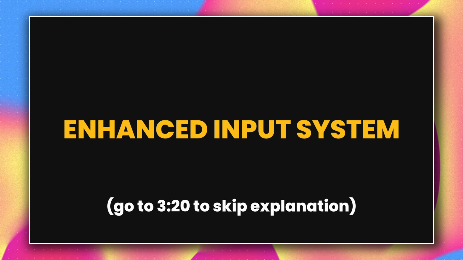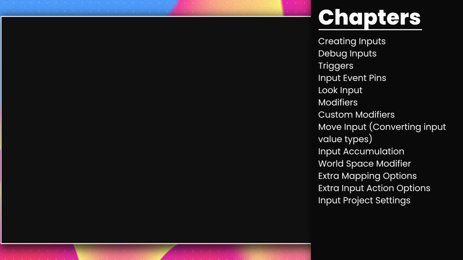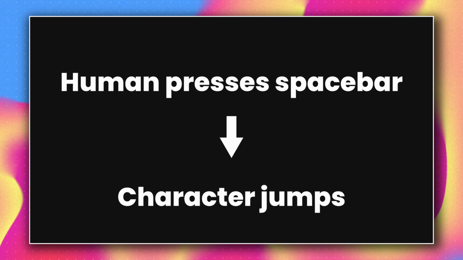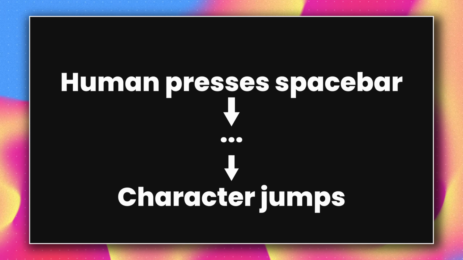Okay, here's all the information I could possibly squeeze out of the Enhanced Input system. Enhanced Input is the system Unreal Engine uses to translate your real-life button presses into in-game actions. When you press a key, your input goes through several steps before your gameplay code is executed.